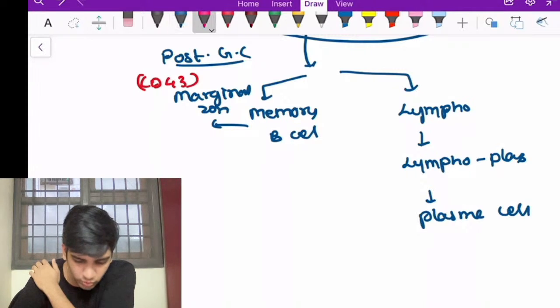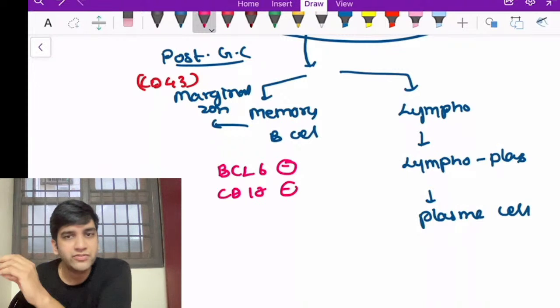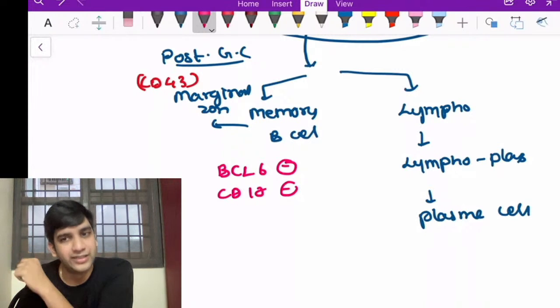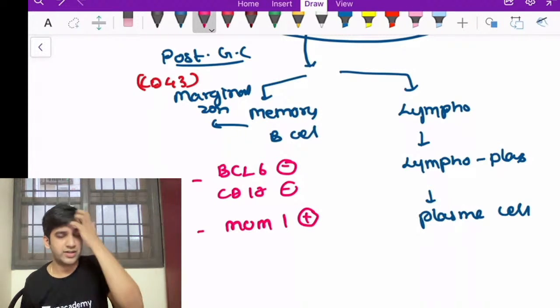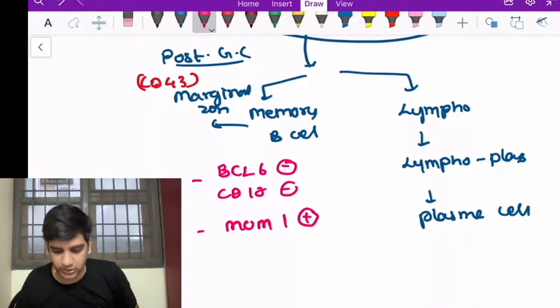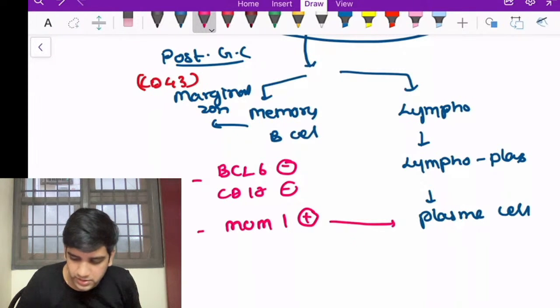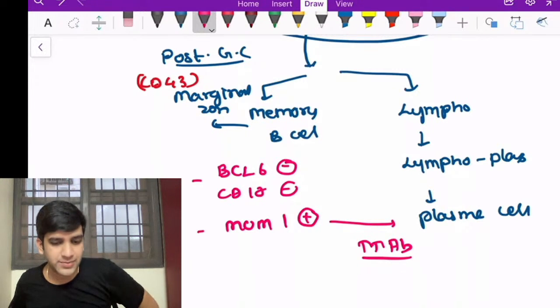So once they come outside, my BCL6 will be negative, CD10 will be negative. In other words, I will have a transcriptional activator. The activator here that I am worried about is called MUM1. MUM1 will be positive here, right? I have a transcriptional activator that becomes positive and the transcriptional suppressor becomes negative. This will activate my plasma cell to produce antibody. It's a newly formed plasma cell. A newly formed plasma cell will produce IgM or IgG.